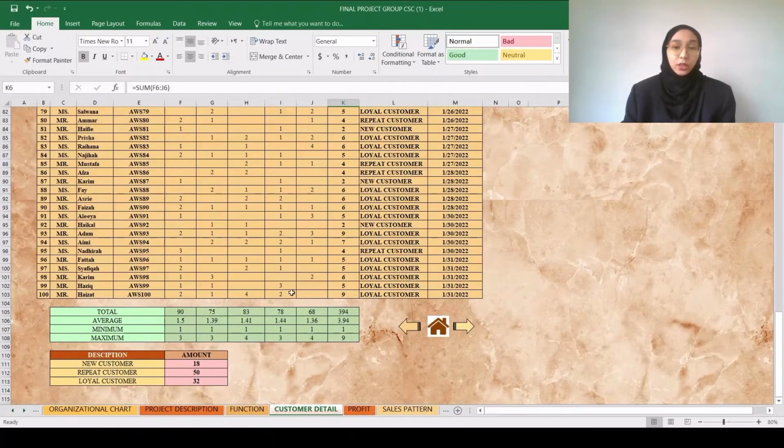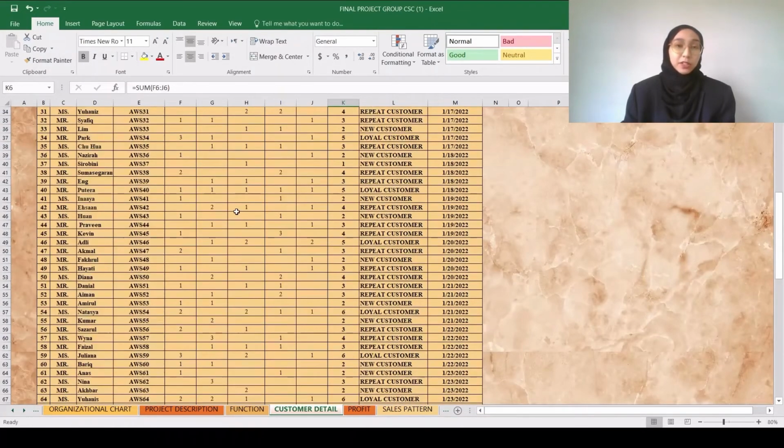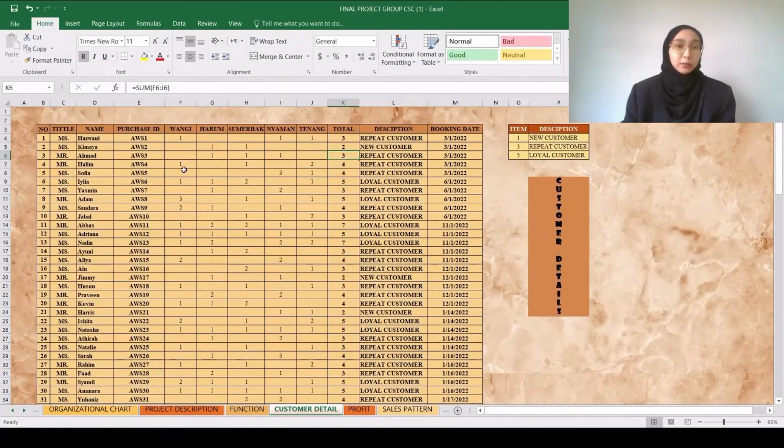And we use data validation here to select the number of candle purchases from our customer, here 1, 3, 2, and so on. We also use a VLOOKUP function. We use the formula to identify each group of customers from the amounts of their candle purchase. For example, here we have the description and how many candles they purchase.